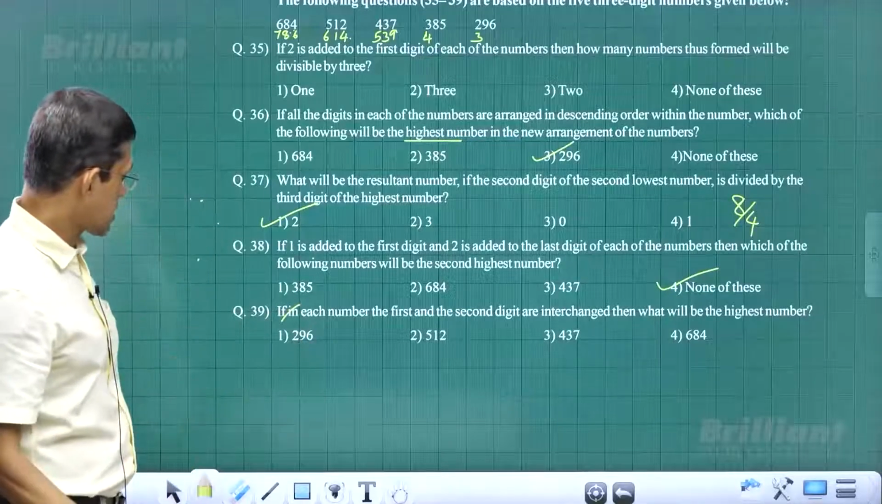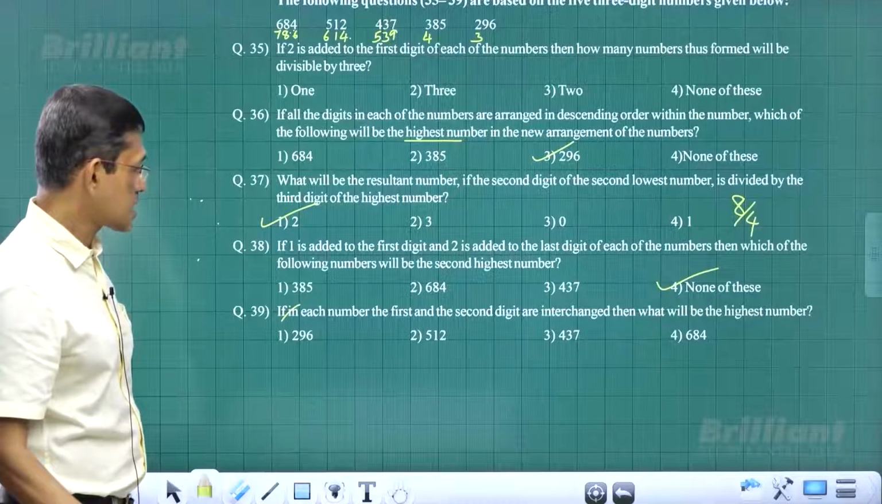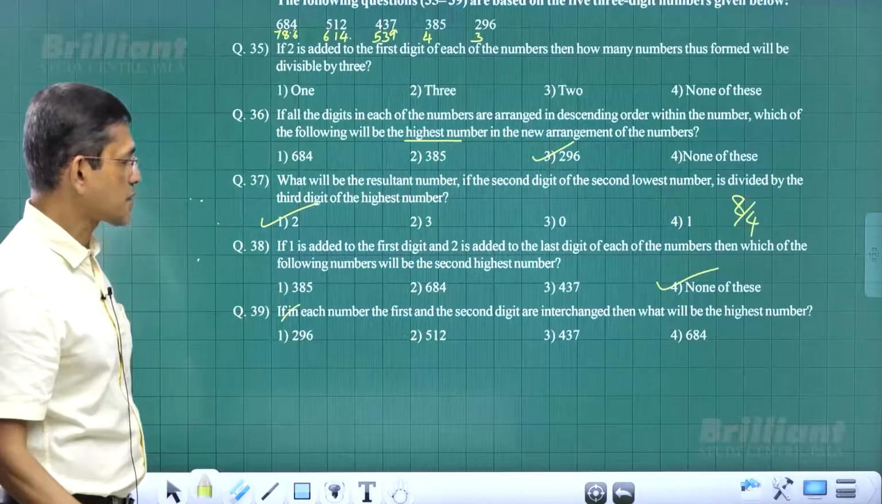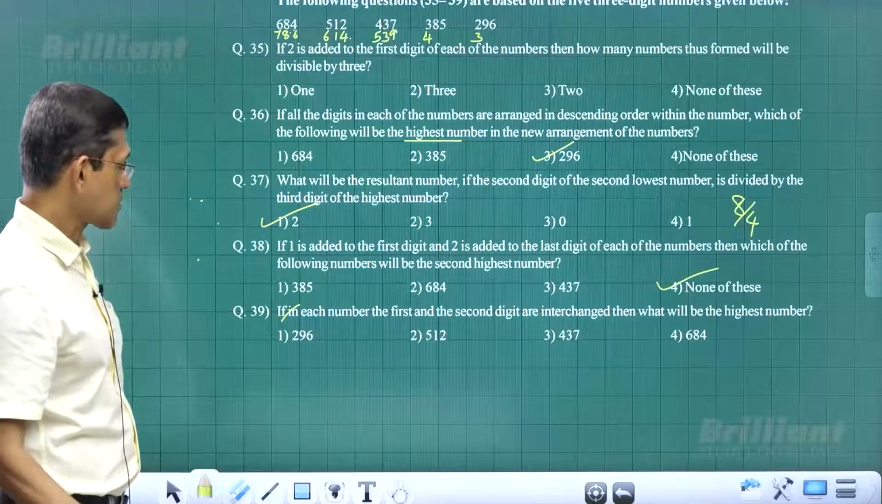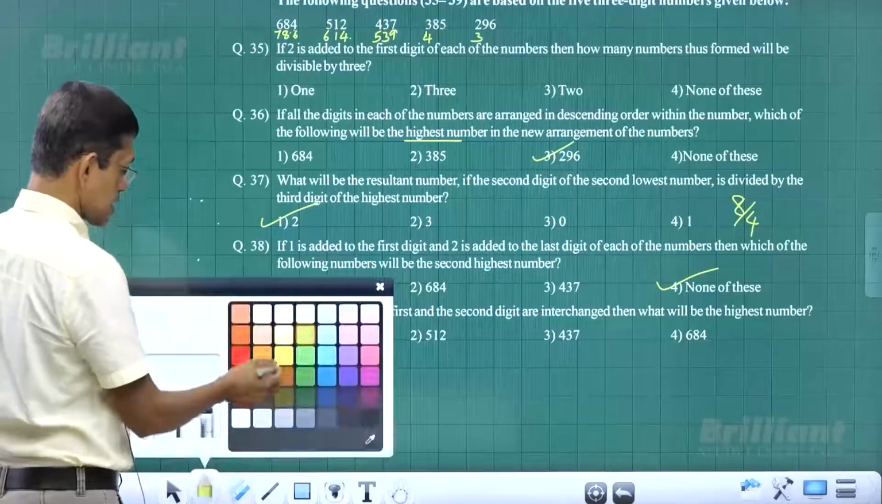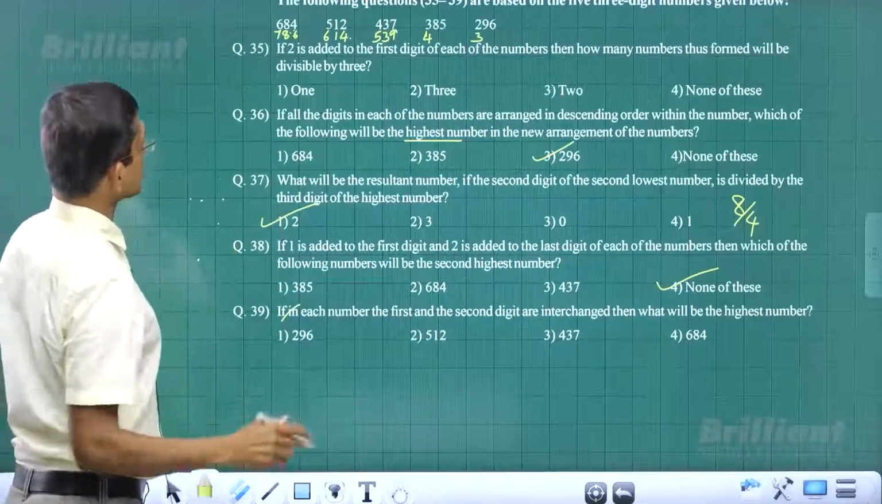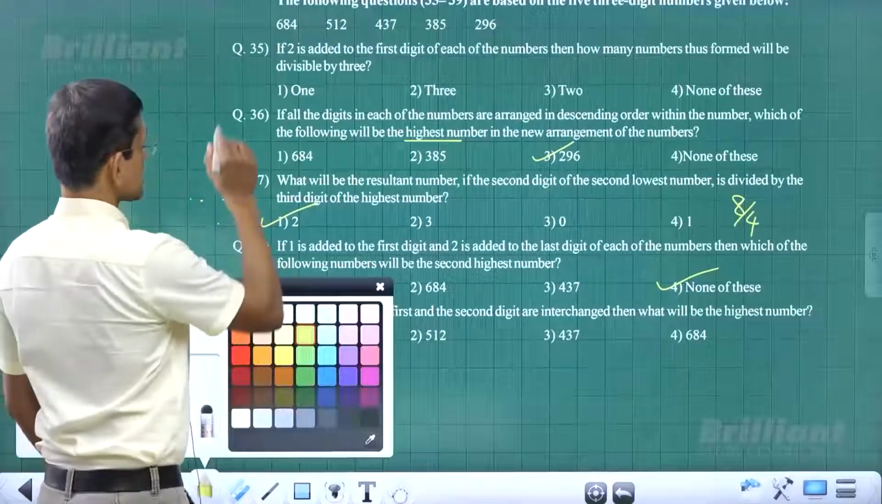Now, if in each number the first and the second digit are interchanged, then what will be the highest number? Okay, first and second digits are interchanged. So let's see what happens. Without interchanging each one, let's take a look at that. First and second digits are interchanged. What happens then?